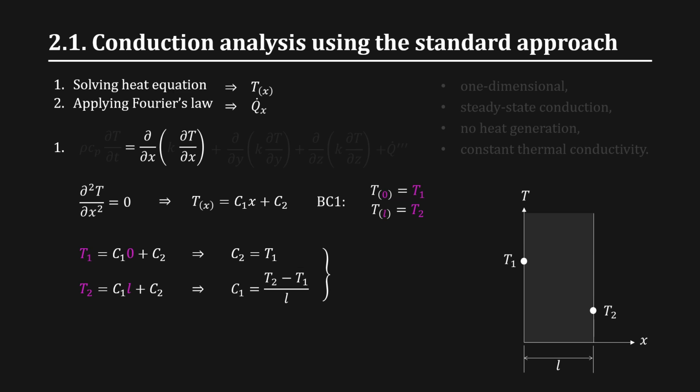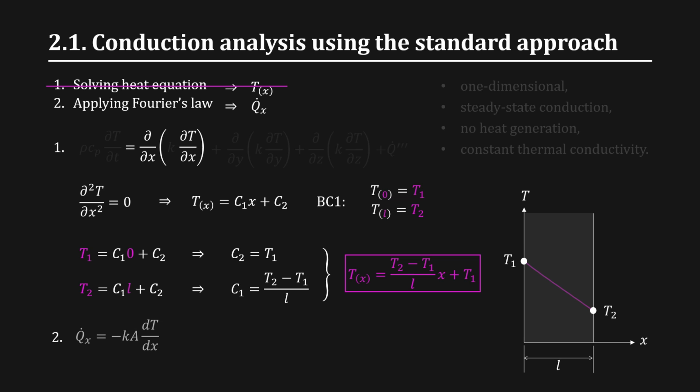Finally, applying these values of C1 and C2, the temperature distribution equation is consequently T equals T2 minus T1 over L times x plus T1. Thus, for the above conditions, T varies linearly with x.